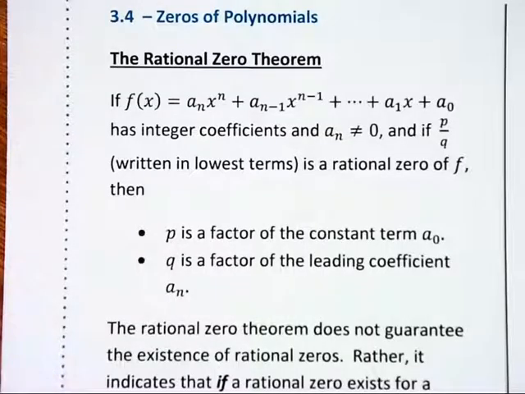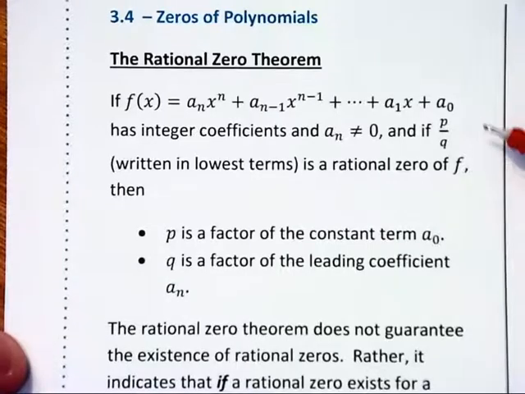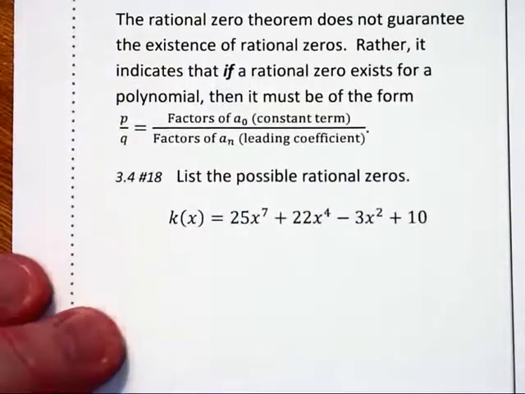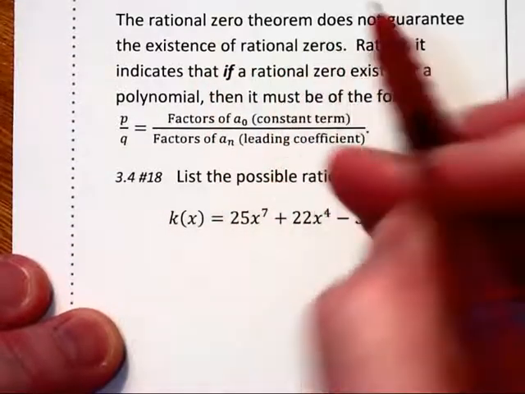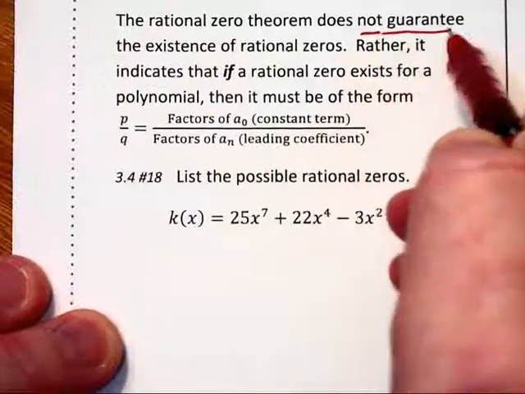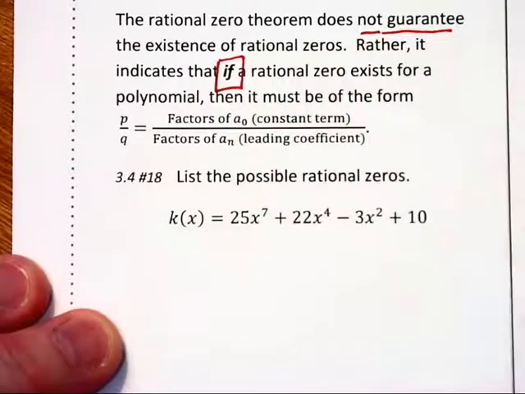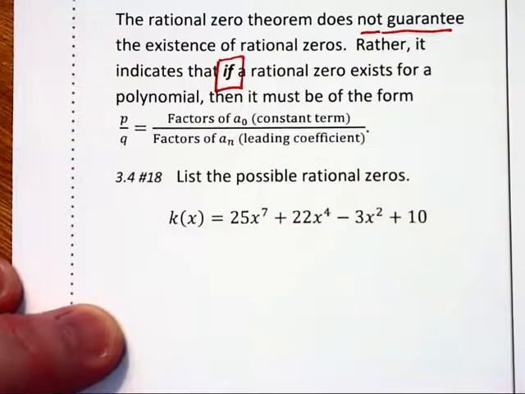Now we move on to the rational zero theorem, which seems to be rather complicated when you read it, and I'll have you read it on your own. But I want to focus in on this paragraph here. The rational zero theorem does not guarantee the existence of zeros. It says if there's a rational zero for a polynomial, then it's going to be on this list that we create.